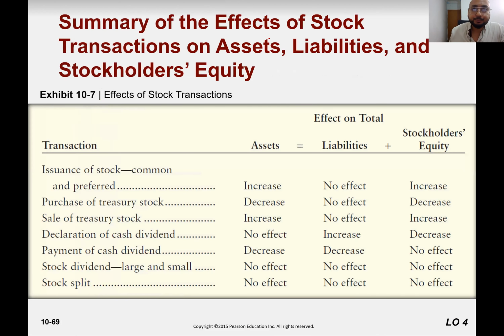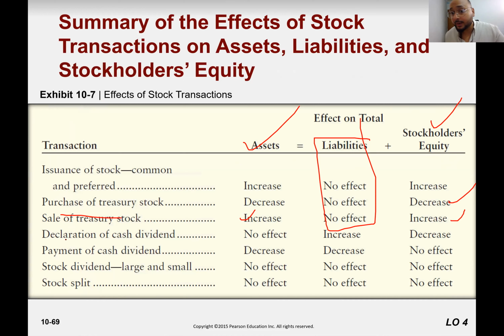So we have a summary here. If we issue a stock, it will increase the asset and it will increase the common stock. If we purchase our stock back, it decreases the asset and decreases the shareholder equity, so no effect on liability. Sale of treasury stock, no effect on liability, only an increase in assets.